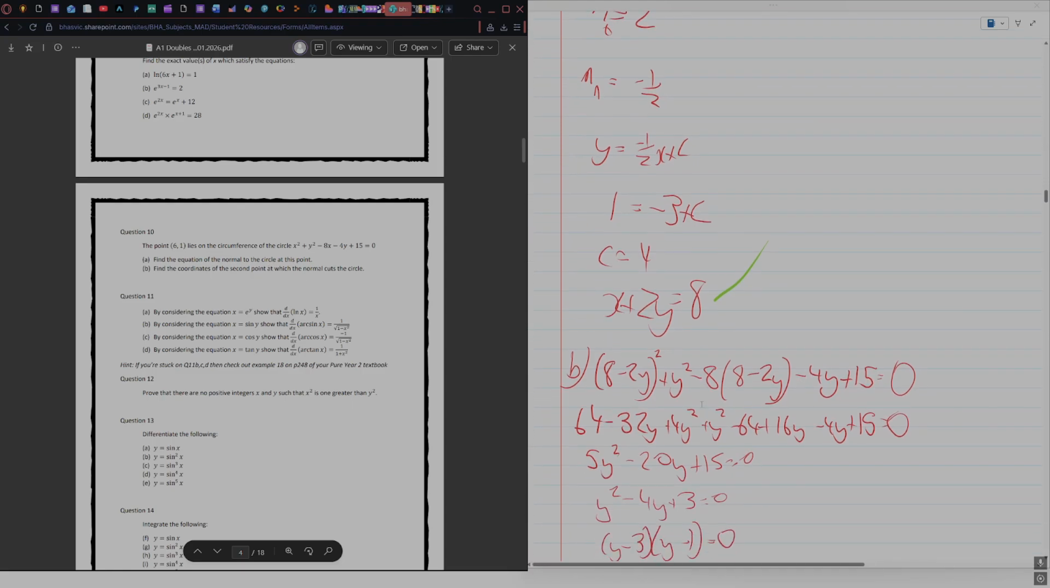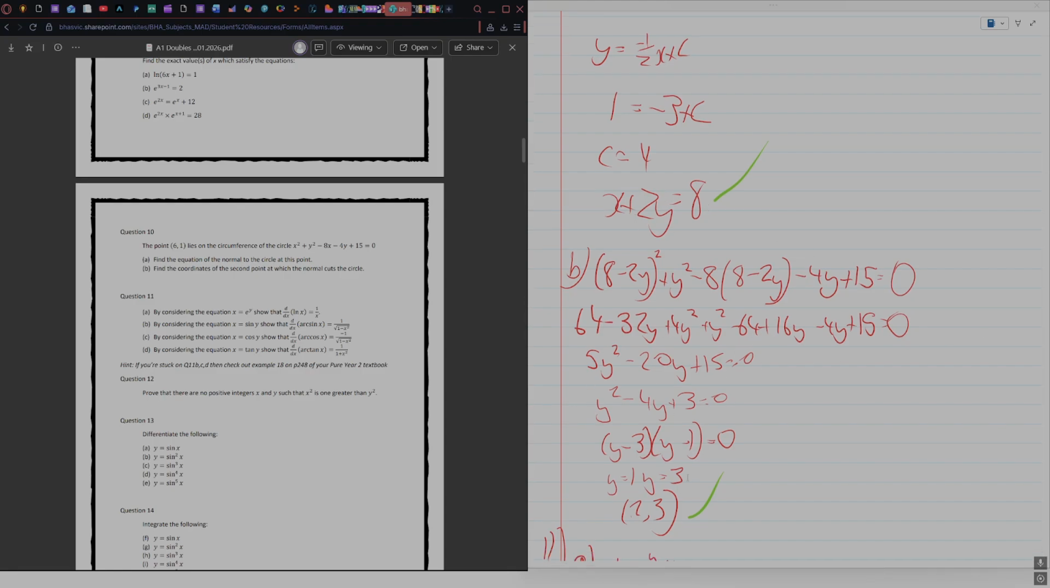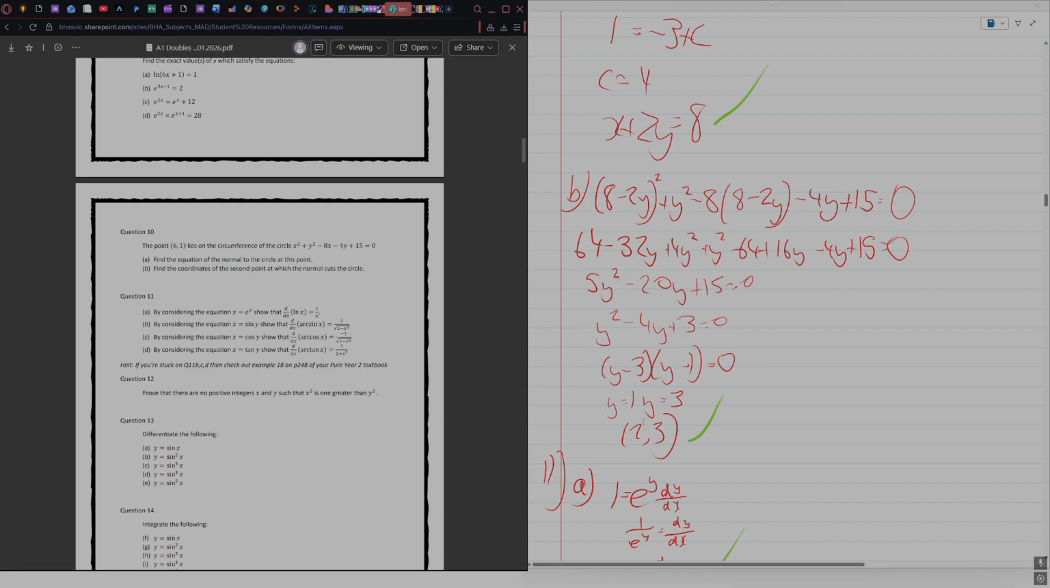Find the coordinates of the second point where the normal cuts the circle. Well, that just means it's simultaneous equations with circles, which is not fun, but you just have to do it. Just a lot of algebra again. Substitute the 8 minus 2y into all the x's because you just got this line here.